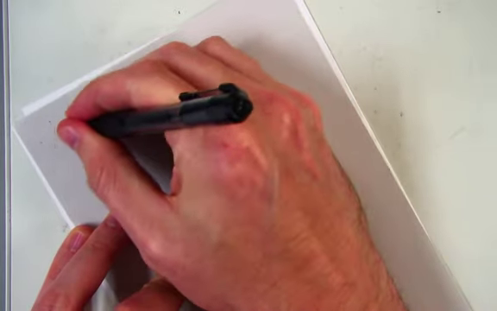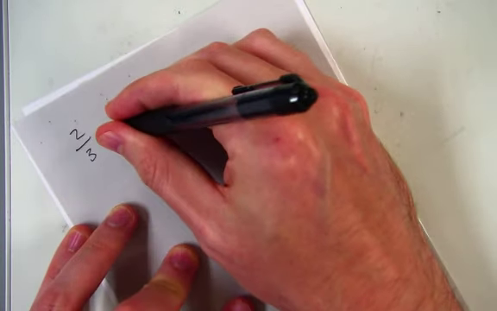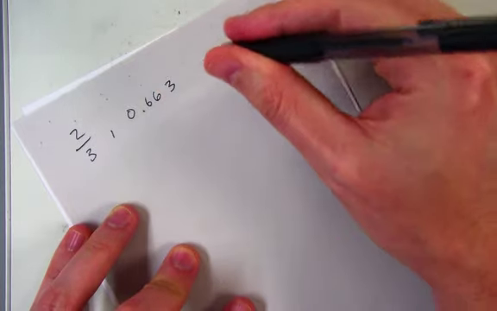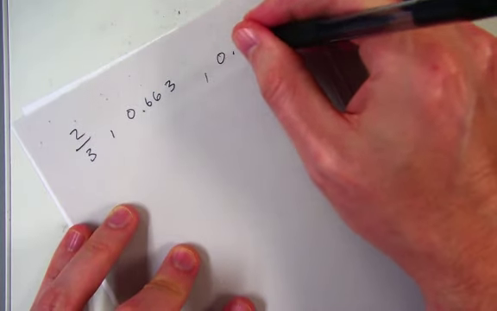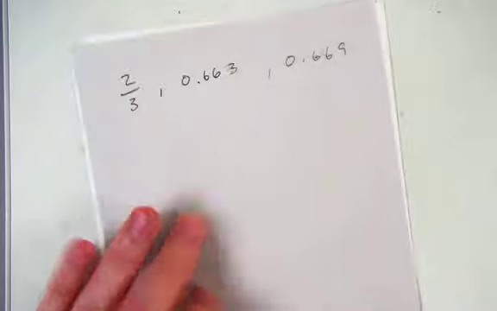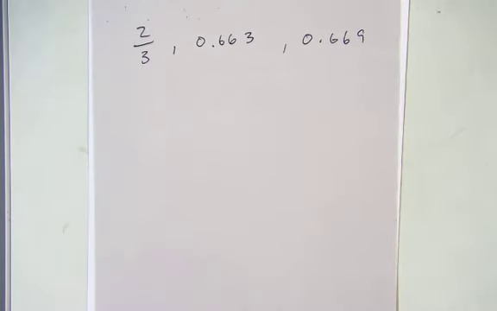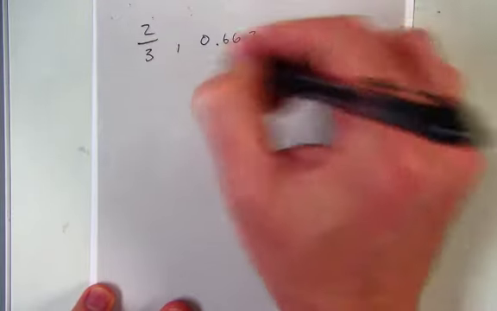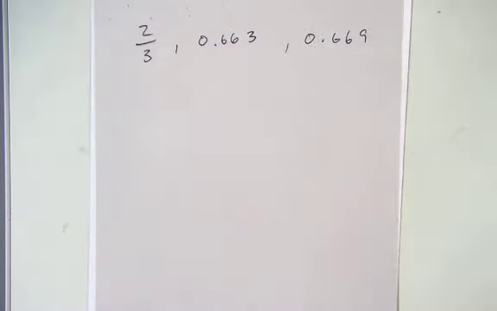So we might ask you to order some numbers. I'll give you the number 2/3, the number 0.663, and the number 0.669. And I'm going to ask you to put those in order from smallest to largest. Okay, so it's difficult when you have a fraction mixed in. We kind of want to be comparing apples to apples. We want a consistent comparison.